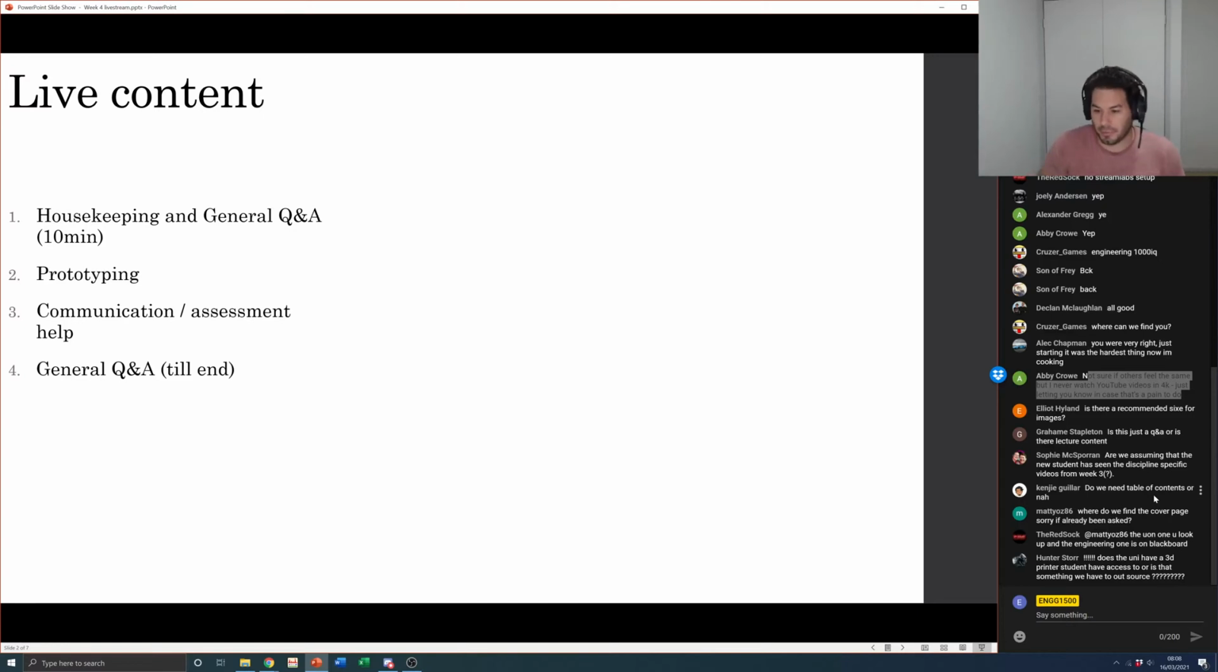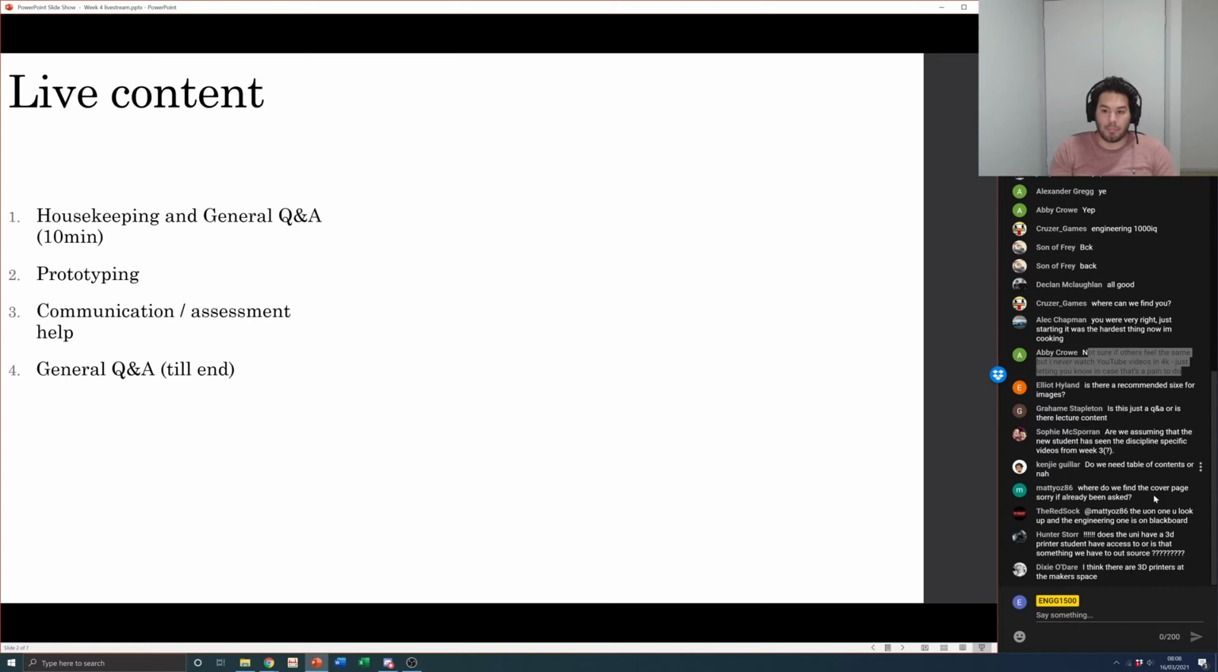Does the uni have a 3D printer we have access to? The uni has many 3D printers, but your assessments deliberately limit the set of tools you have access to, and you would need to purchase any tool outside of that. So if within your budget you wish to purchase a 3D printer, go for it. But you would need to do that if you wanted to use a 3D printed part.